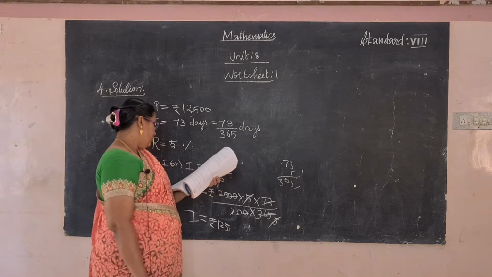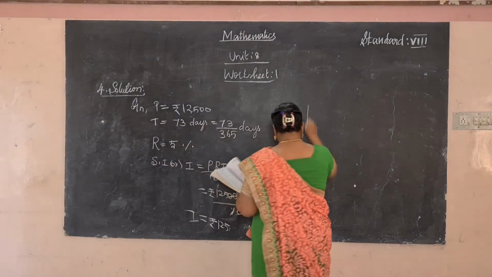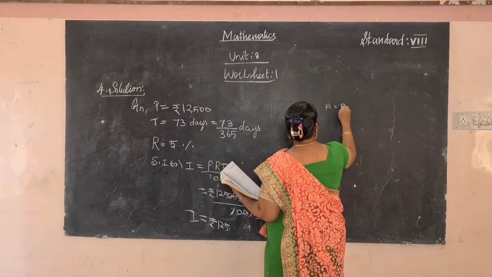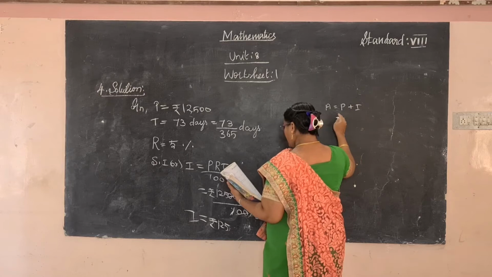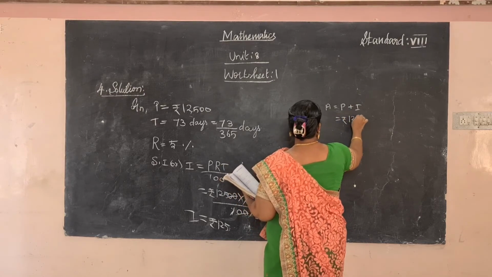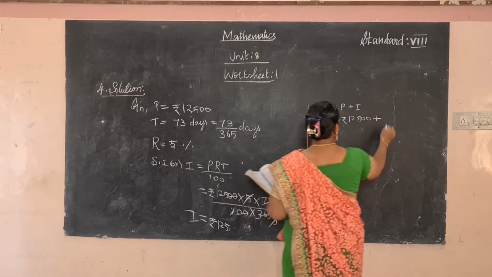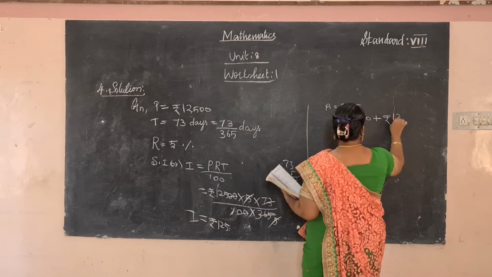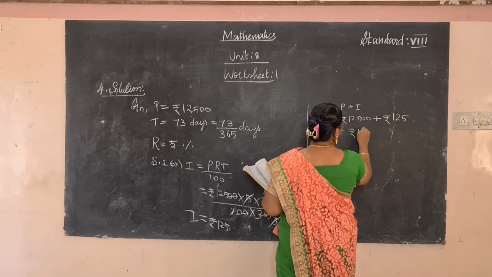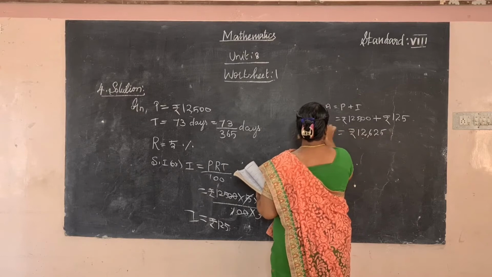Calculate the amount and simple interest. So the amount, what is the formula for amount? A is equal to principal plus interest. What is the principal amount here? It is 12,500. Interest is rupees 125. So add this value: rupees 12,625. This is the amount.